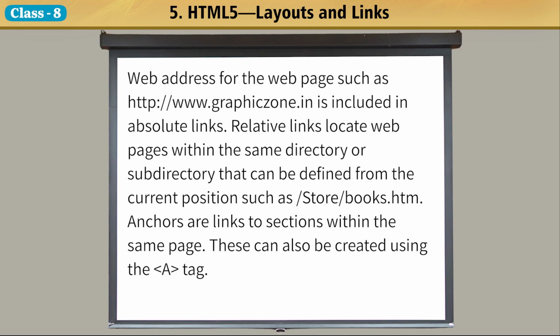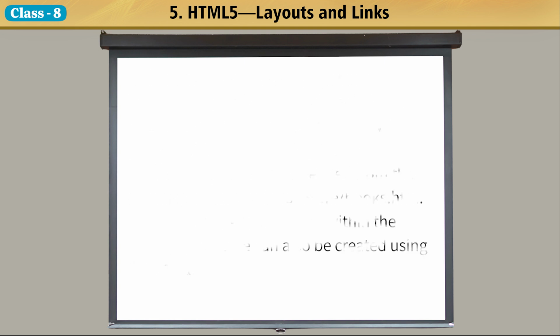Web address for the web page is included in absolute links. Relative links locate web pages within the same directory or subdirectory that can be defined from the current position, such as storebooks.htm. Anchors are links to sections within the same page. These can also be created using the anchor element tag.